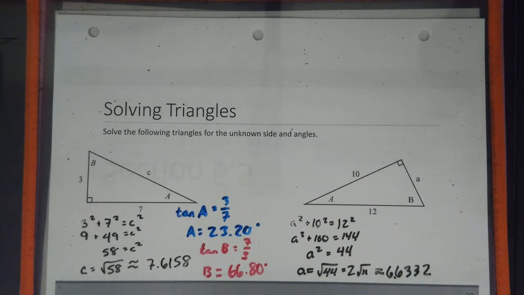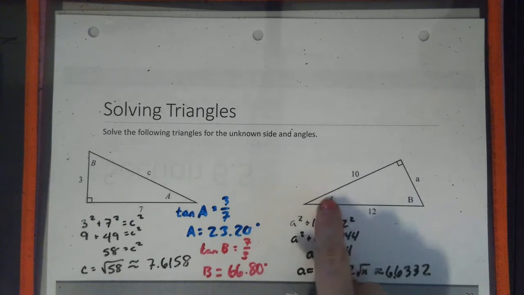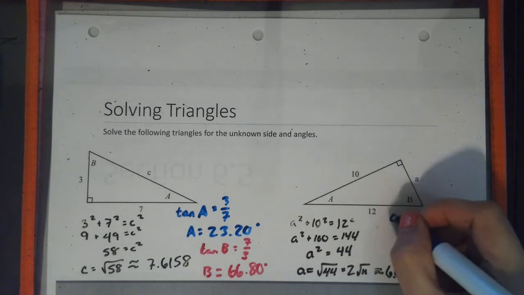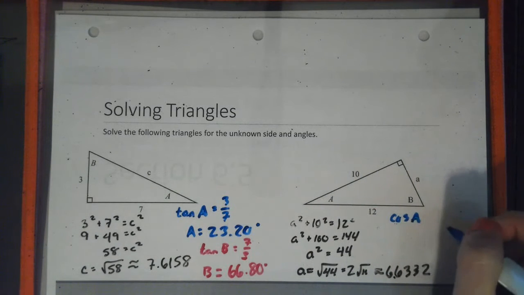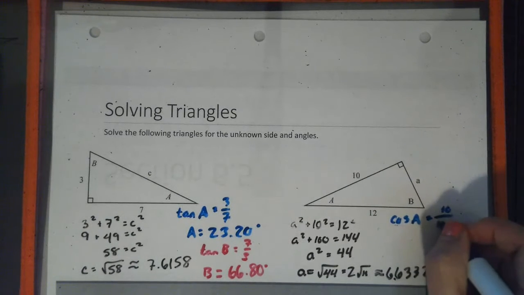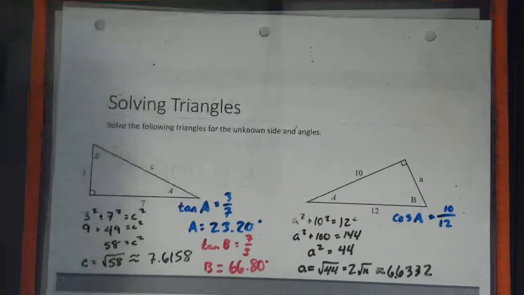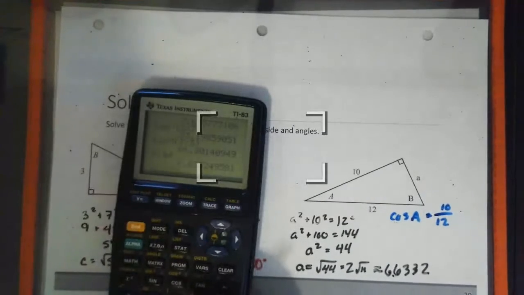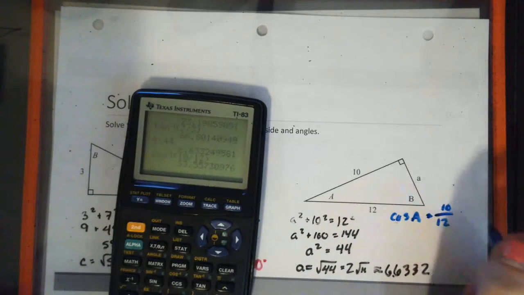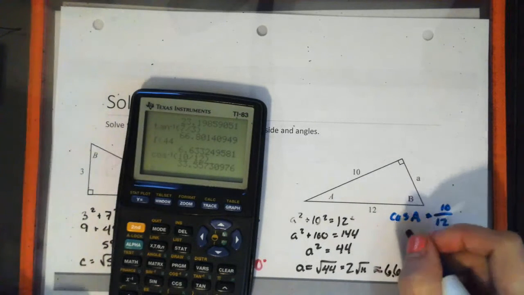All right, now that I have side A, I can find my other angles. So let's start with angle A. I know the adjacent is 10 and the hypotenuse is 12, so that'd be cosine of angle A is equal to the adjacent 10 over the hypotenuse 12. If I inverse cosine that, the inverse cosine of 10 over 12 is about 33.56 degrees.